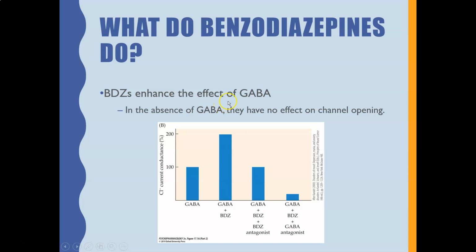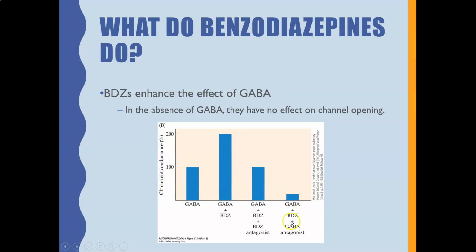Benzodiazepines ultimately enhance the effects of GABA by permitting chloride channels opening. So what you're looking at here is the chloride current conductance. Here you can see with an influx of GABA, we get a pretty high chloride current conductance. That is enhanced when we include a benzodiazepine. Here we have GABA with a benzodiazepine and a benzodiazepine antagonist, so we've completely counteracted the effects of the benzodiazepine. And you can see that looks similar to straight GABA.